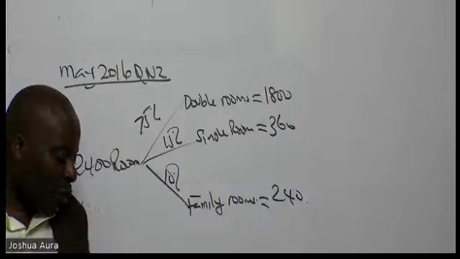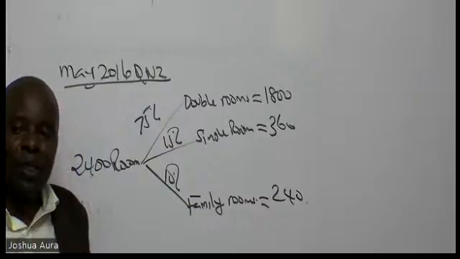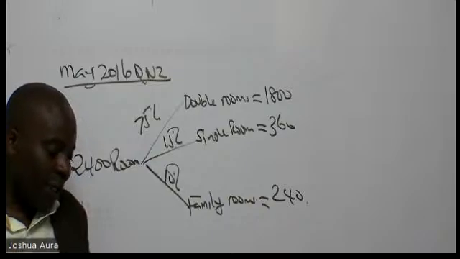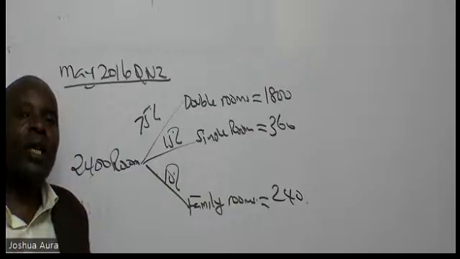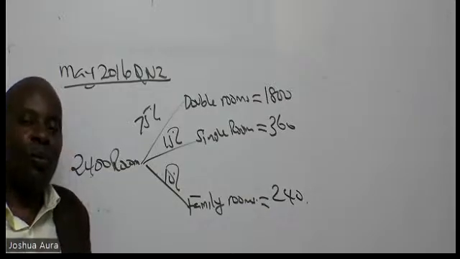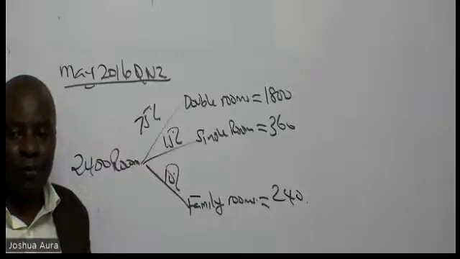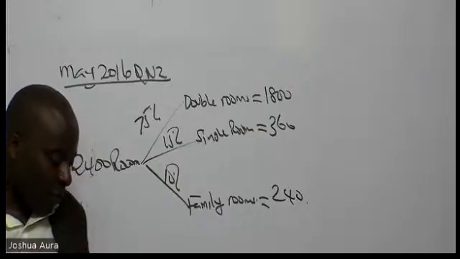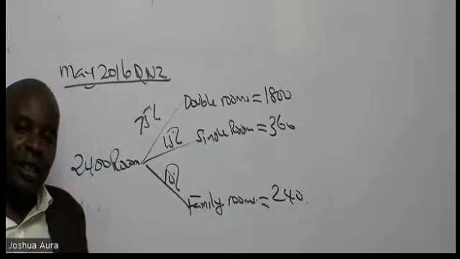Number of guests per room, double rooms, 2. Single rooms, you cannot sleep with somebody there. Single rooms, 1. Family rooms, 4 people. Note, when occupied, all rooms will contain the number of guests as above when occupied. So you can't come and tell us, you know what, I'm rich. I want a double room and sleep there alone. No, for us, if it is a double room, 2 of you must sleep there. Great. So you're told there, variable cost per guest per night, 1,000.